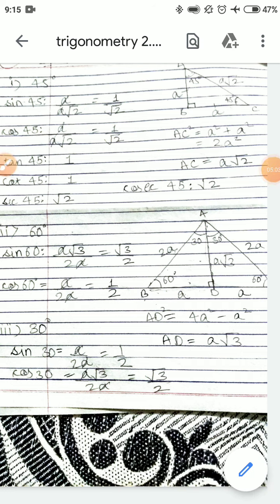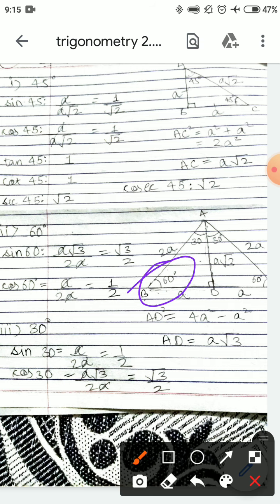Right? So if we apply Pythagoras theorem, what we will get is the value of AD will be a root 3. So again, if we put sin 60, taking angle B as theta, sin 60 will be perpendicular upon hypotenuse, that is a root 3 upon 2a. So a and a will be cancelled, so the value of sin 60 is coming out to be root 3 by 2.